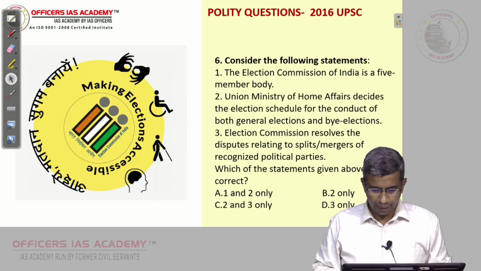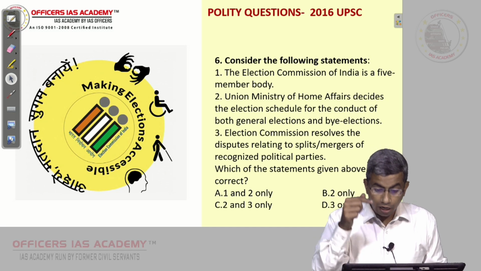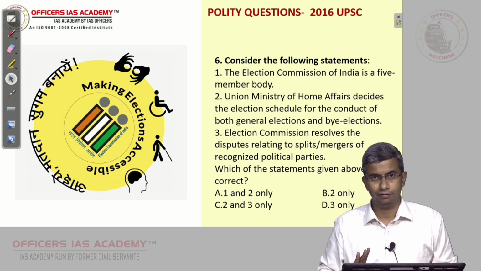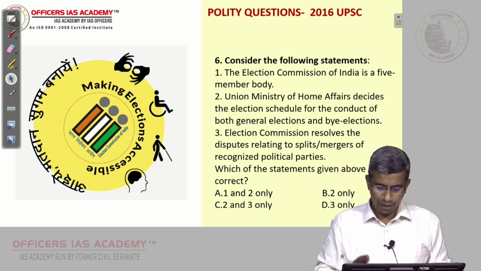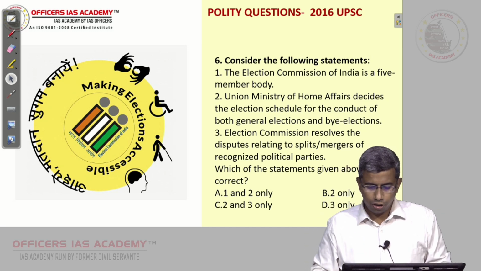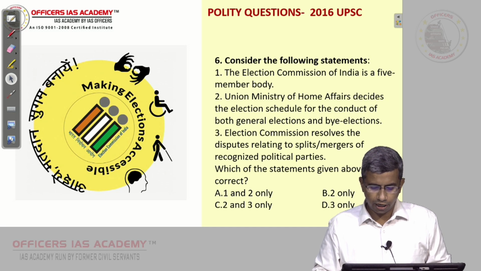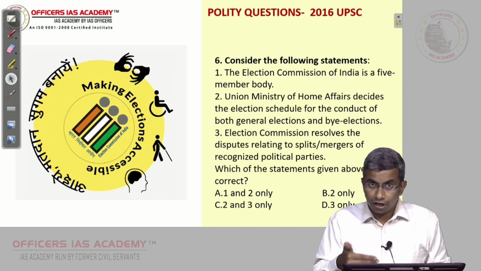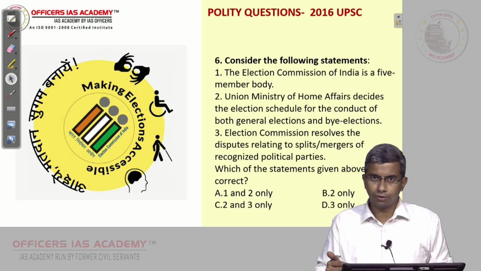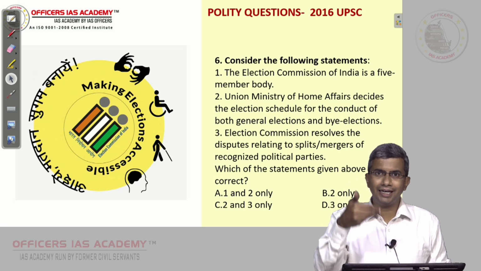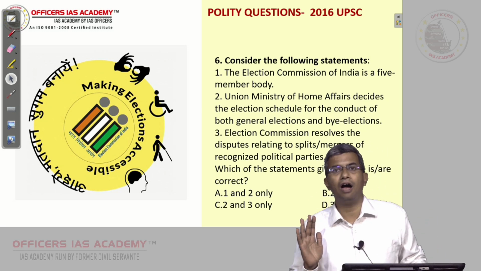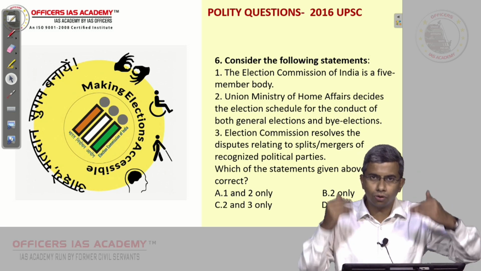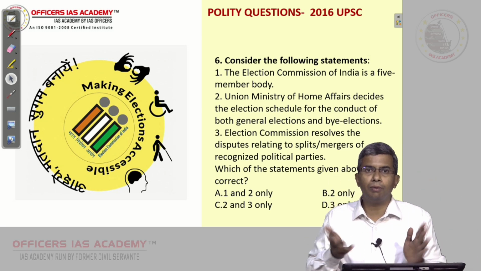Consider the following statements. The Election Commission of India is a 5-member body. The moment you look at this statement, you can eliminate A, because you know it's a 3-member body, right? Keep looking at it. The Union Ministry of Home Affairs decides the election schedule for the conduct of both general elections and by-elections. No, the Election Commission only decides. I told you, read everything and then go to the options. But when there is something blatantly wrong, and you know that it is blatantly wrong, immediately look at the options also. So 2 is also wrong and there is no 'none of the above'. So the answer is D.